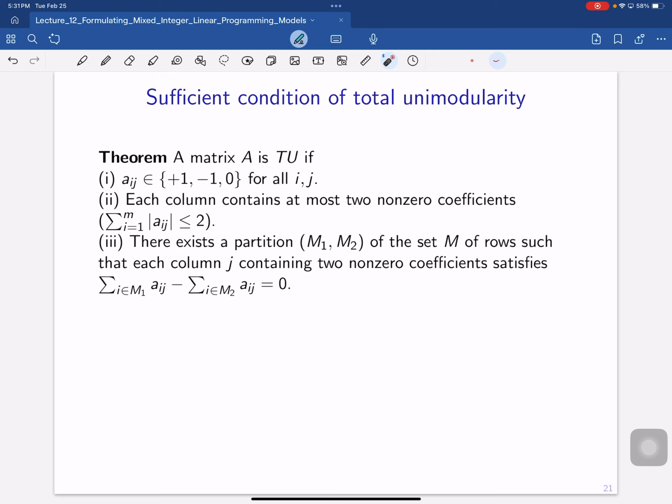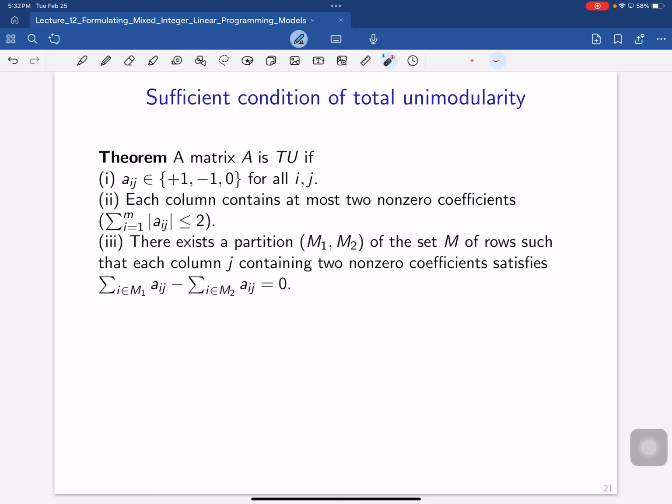Okay. So this sufficient condition says all the entries are 1, -1, or 0. That's easy to check. And each column contains at most 2 non-zero coefficients. In other words, you sum over all the absolute values and it is less than or equal to 2, because they can only be 1 or -1 if they are non-zero. And then the third condition says there exists a partition of rows such that each column containing 2 non-zero coefficients satisfies this property here.